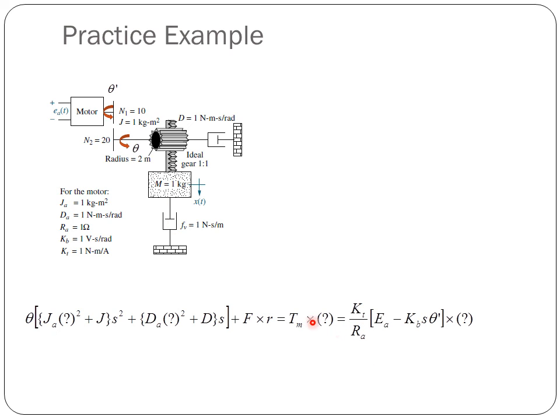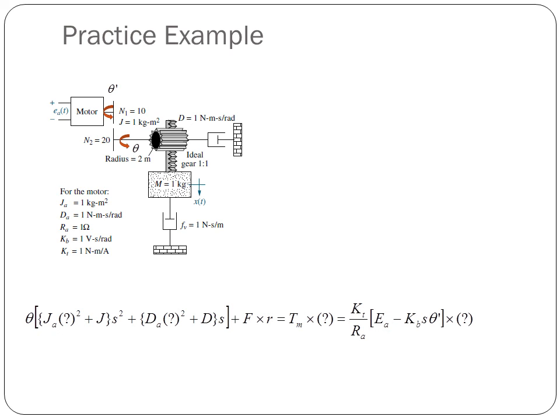And now you need to understand that our input in this system is not Tm. Our input is electrical here, which is EA. So you need to convert this Tm into EA by using our formula, which is shown in the slides of the DC motor, which is this one, right? So you need to use this formula to replace Tm to get EA.